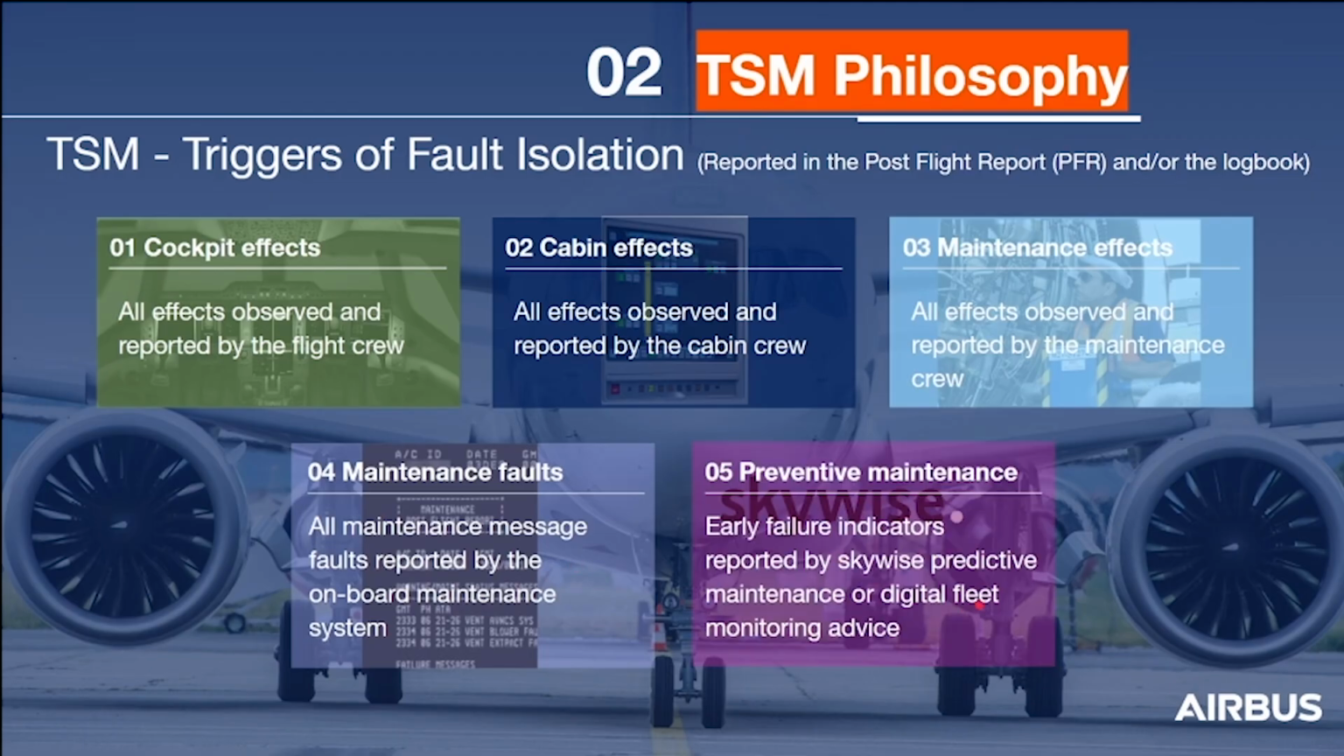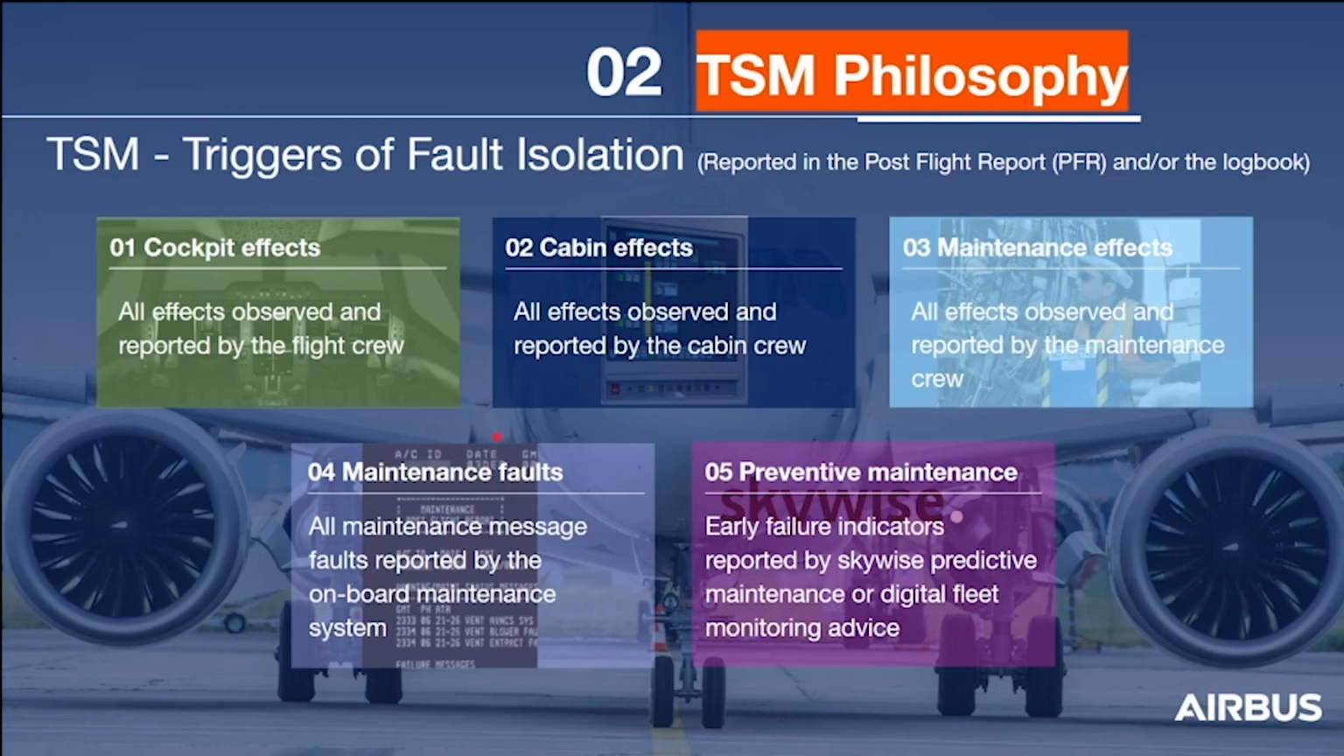And finally, we have the preventive maintenance, for early failure indicators reported by Skywise Predictive Maintenance or digital fleet monitoring advice. In fact, the preventive maintenance team can request to perform a troubleshooting even if the failure is not triggered yet. It is for prevention, to prevent a future failure triggering.